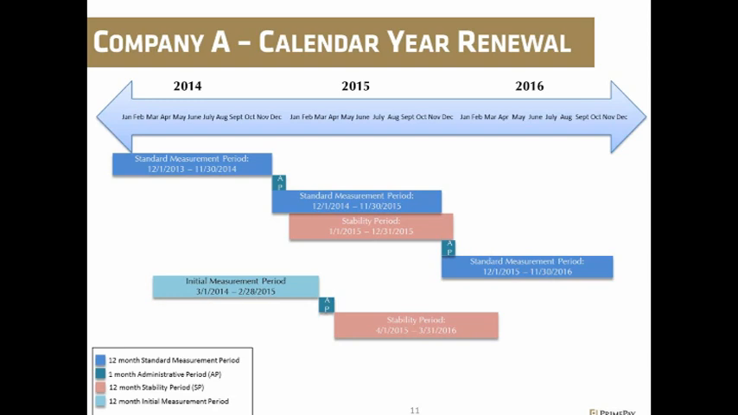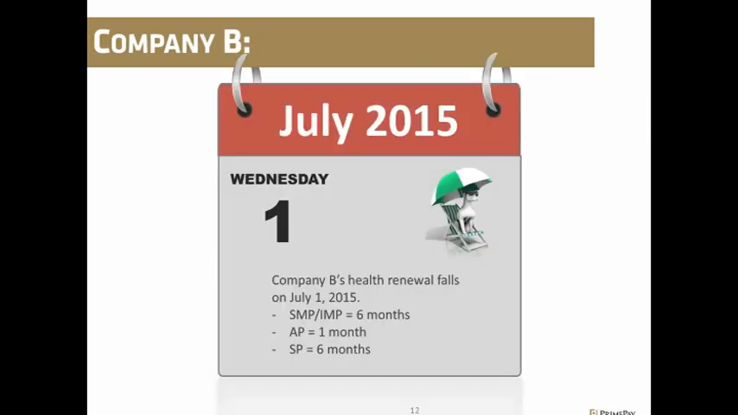To note, once the new hire has gone through their initial measurement period, the administrative period, and the stability period, from then on they will only be measured in the standard measurement period. Okay? Are you guys' heads spinning? No, because I'm making it easy, right? Okay. Let's show another example. Let's tweak this a little bit, if I may.